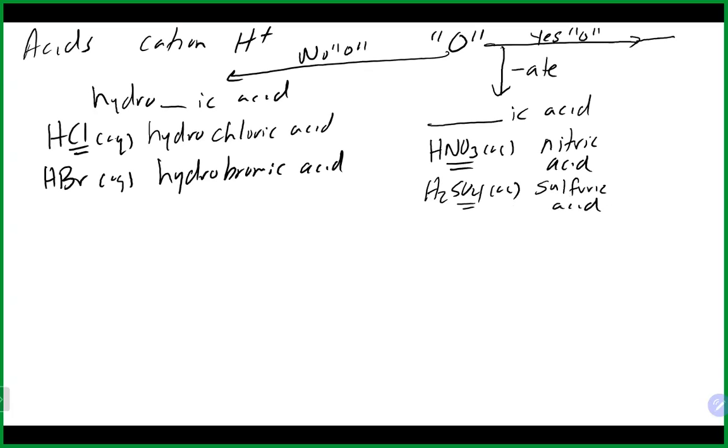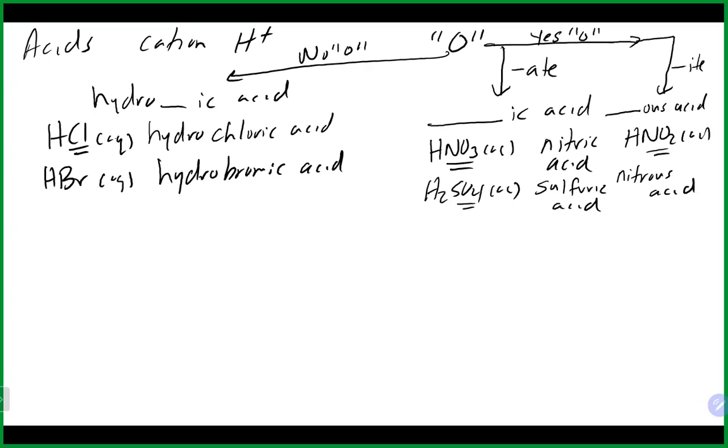Now, if your polyatomic ion has oxygen and it ends in ite, it's going to be something OUS acid, like HNO2. NO2 is nitrite. This would become nitrous acid.